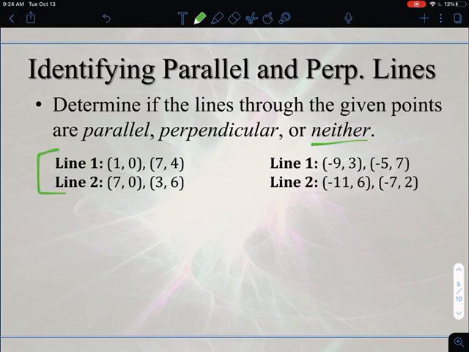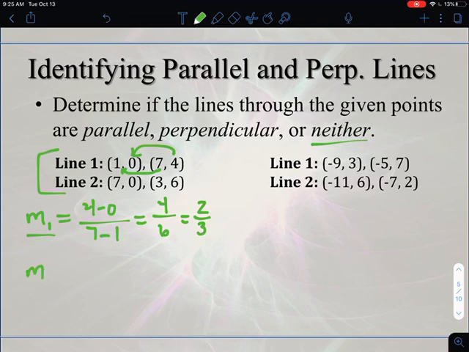So if I'm given 2 lines, so right here, they give me points on those. To calculate slope, I'm going to use that formula. This is the second method for finding slope. So slope of line 1 here is going to be y minus y, so 4 minus 0 over x minus x, so 7 minus 1. And so if I do my subtraction here, 4 minus 0 is 4, 7 minus 0 is 6. I can take that 4 over 6 and reduce it down to 2/3. So there's my slope for line 1.